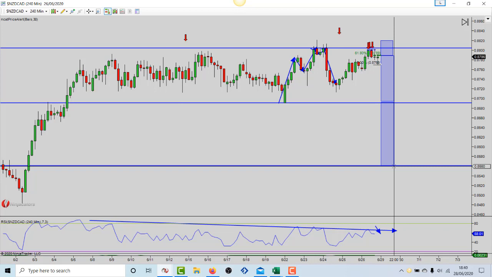But with everything that's setting up this week, I'm going to be by the charts looking for my entry on these trades. There's an awful lot of decent ones setting up.